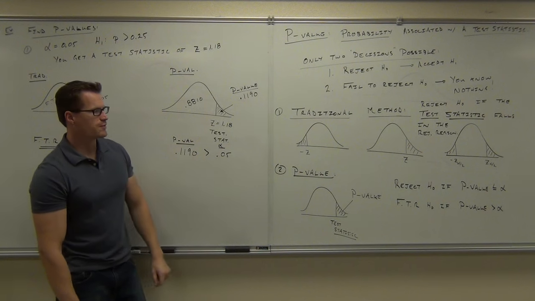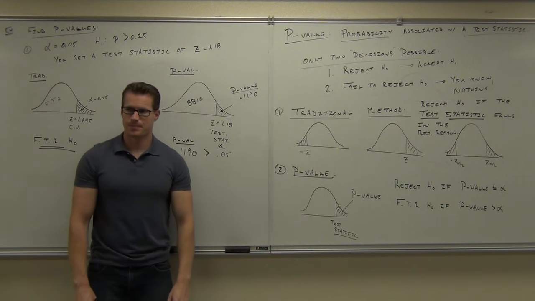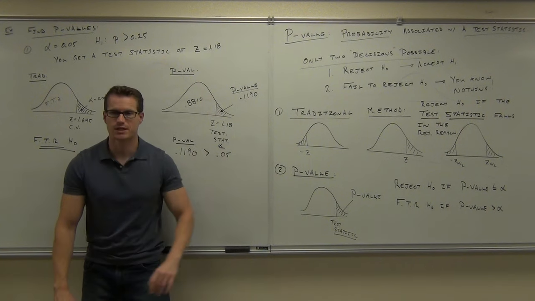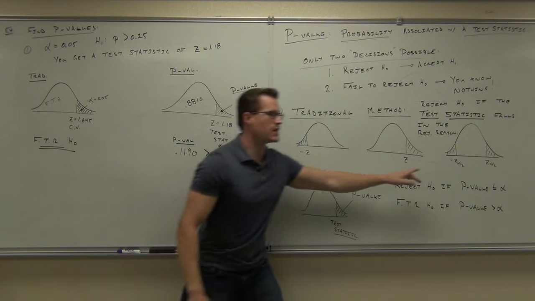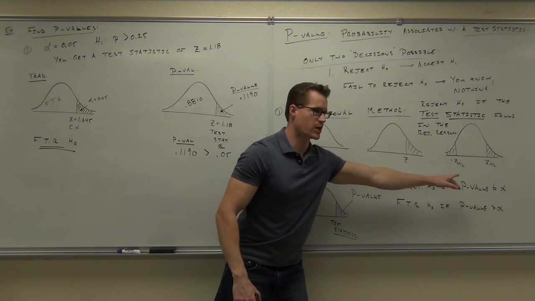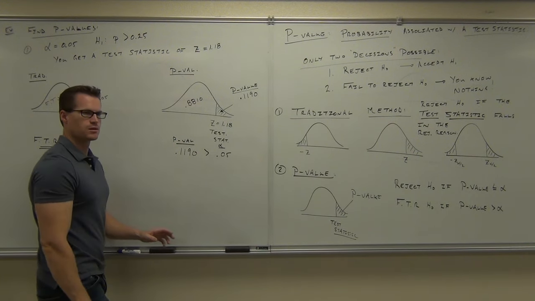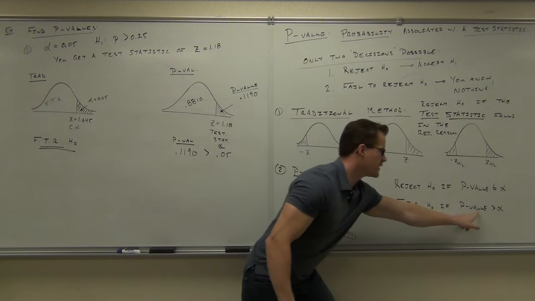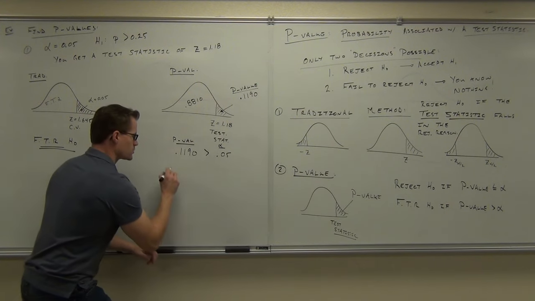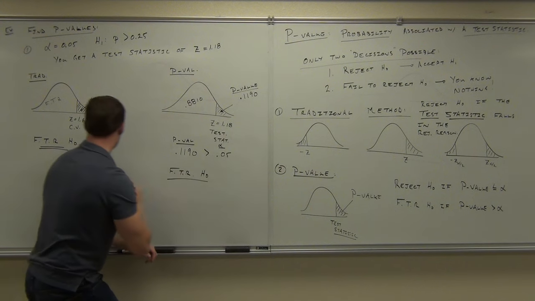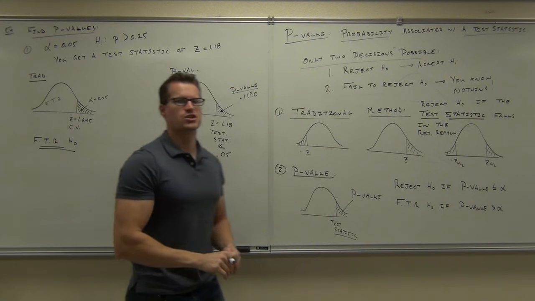If your p-value is less than alpha, it's rare enough to reject the null, reject H sub 0. If your p-value is bigger than your alpha, you fail to reject H sub 0. So what do we do here? Do we reject or do we fail to reject? In this case, the p-value is bigger than alpha, so we fail to reject H sub 0. Same exact situation as before, just a different way of looking at it.